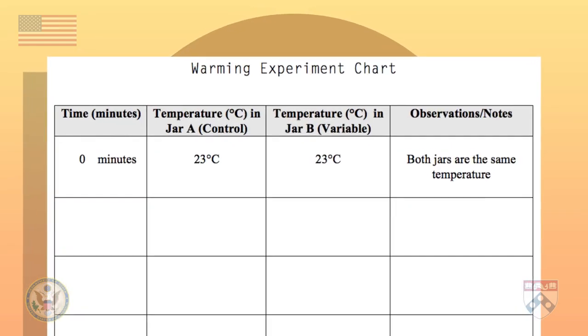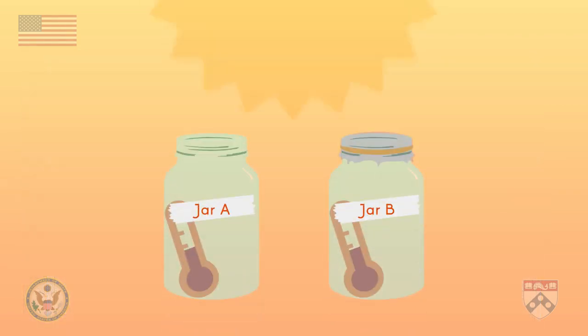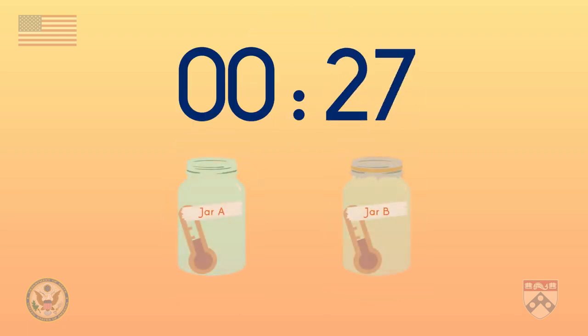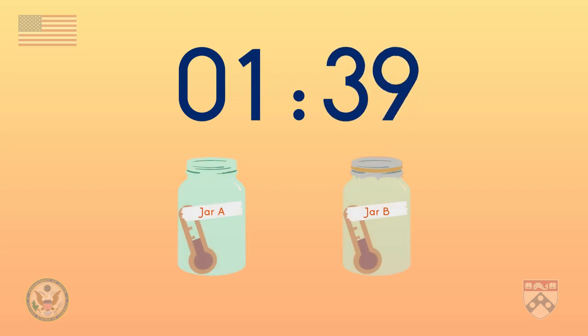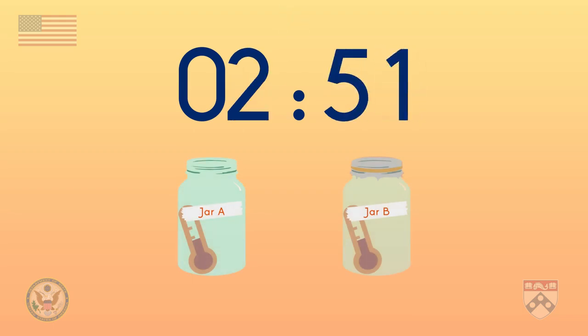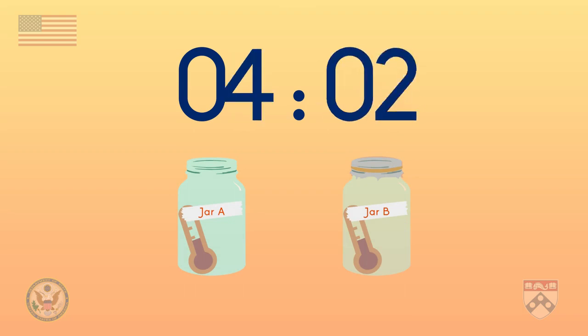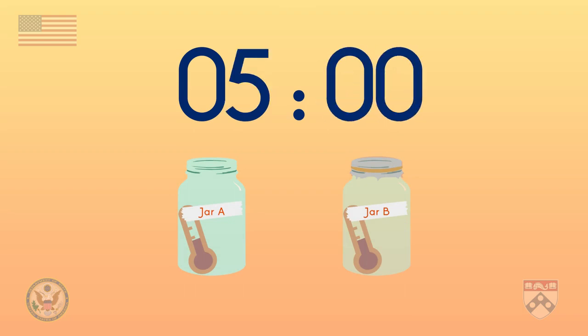Now that we have our first temperature recorded, let's place both jars in direct sunlight and wait to see what happens. We will record the temperatures of the jars every 5 minutes for 30 minutes. Okay, 5 minutes is up. Jar A and jar B's temperatures are both still 23 degrees Celsius. Track this on your warming experiment chart and take any observations or notes you have.